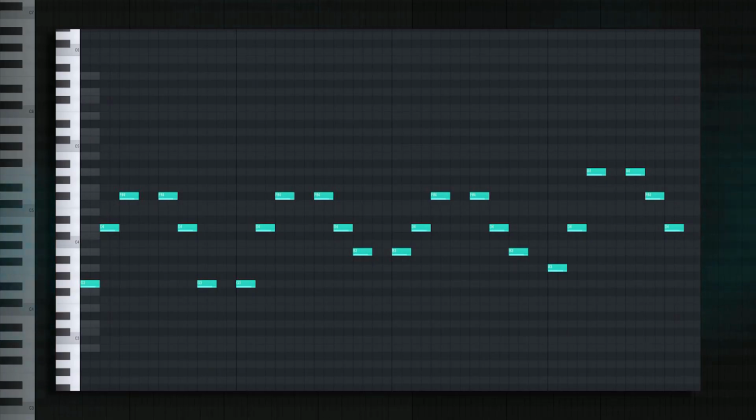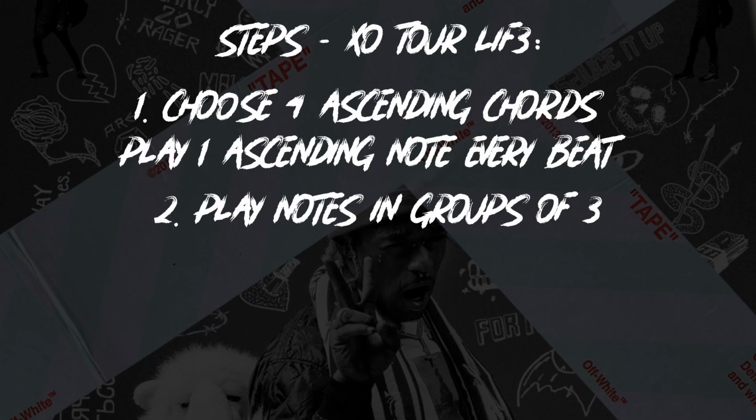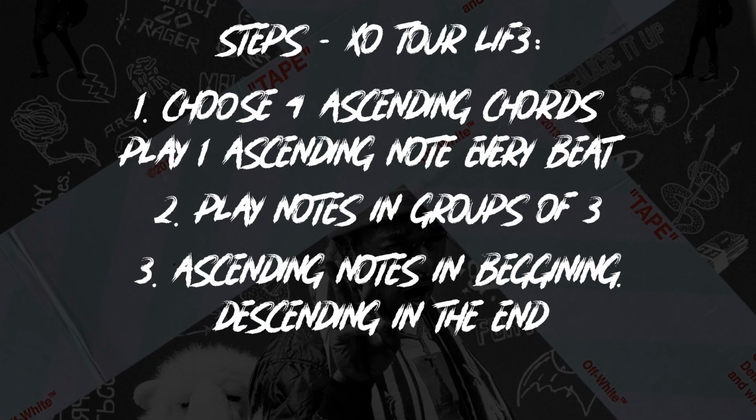Looking back at XO's top melody, it's clear that this melody is played in groups of 3. We can see an ascending group of 3 at the beginning of every bar, and a descending group of 3 at the end. We don't really see notes going all over the place like we usually would on a trap beat. These notes follow a very simple progression, so that's our step 2 and 3. 2. Play notes in groups of 3 and ascending notes in the beginning and descending in the end.